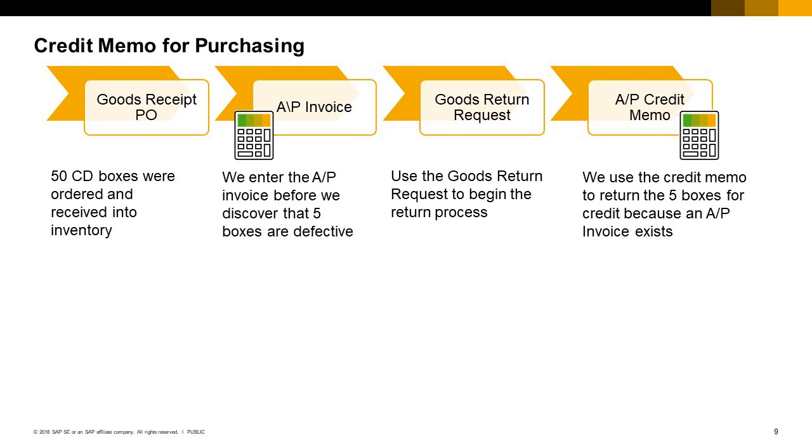Now let us imagine another scenario. We ordered 50 CD boxes. The vendor delivered the items and the invoice. After we entered the AP invoice into SAP Business One but had not yet paid the vendor, we discovered that 5 boxes were defective. We use the goods return request to begin the return process. Here we enter the reason for the return and any information from the vendor about how to return the product. Since the invoice had already been created, the system creates an AP credit memo from the goods return request. We cannot create a goods return with reference to the goods receipt PO since an AP invoice already exists.